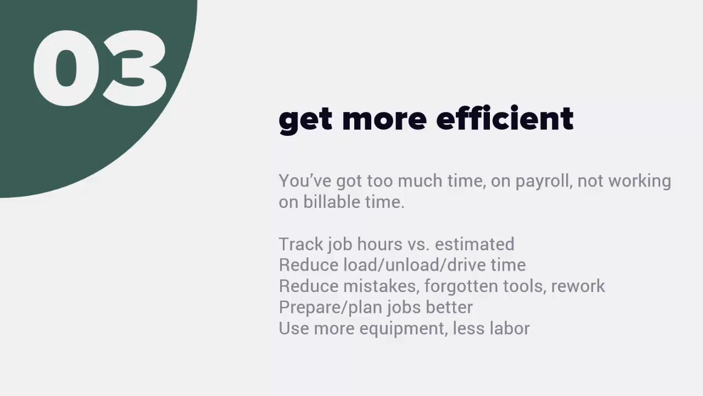Some of the biggest reasons why companies aren't as efficient as they could be are as follows. Number one, they're not really tracking job hours, or even worse, not estimating job hours. Just throwing your crews out there and hoping you're going to be profitable is a recipe for bad efficiency. You may also have too much loading, unloading, and driving time, or too much unbillable time. You need to reduce mistakes, reduce your forgotten tools, and reduce rework to improve your efficiency.